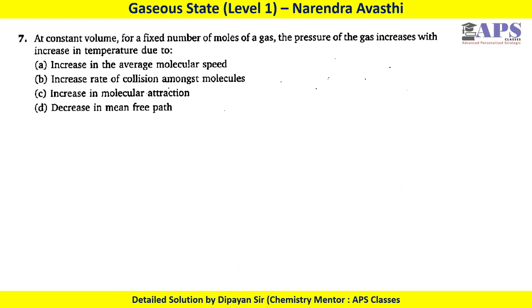Moving forward to question number 7. At constant volume for a fixed number of moles of gas, the pressure of the gas increases with. Okay, so if you increase the temperature, the average molecular speed will increase along with increase in kinetic energy. And if kinetic energy is increased, it implies that number of collisions per second or collision frequency also increases. Okay, so in this case A and B both are correct in nature.